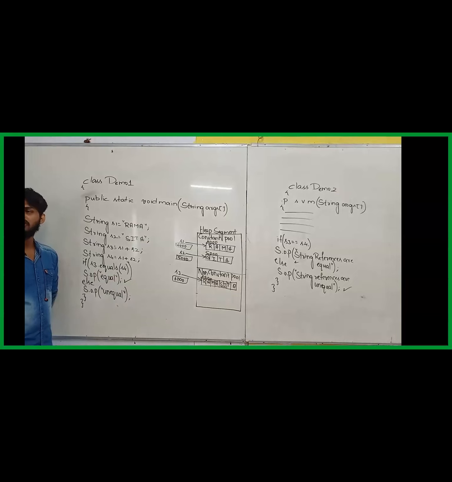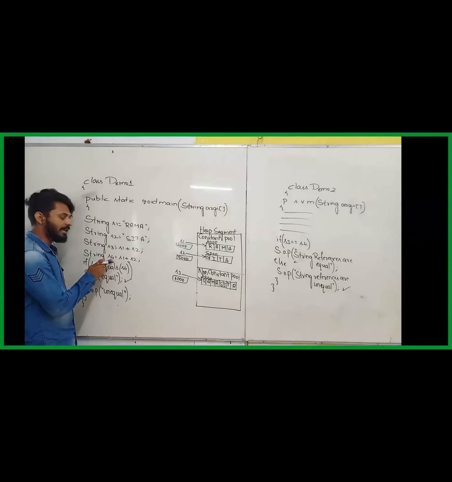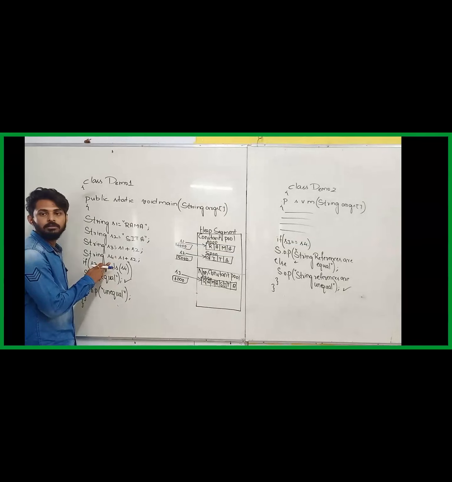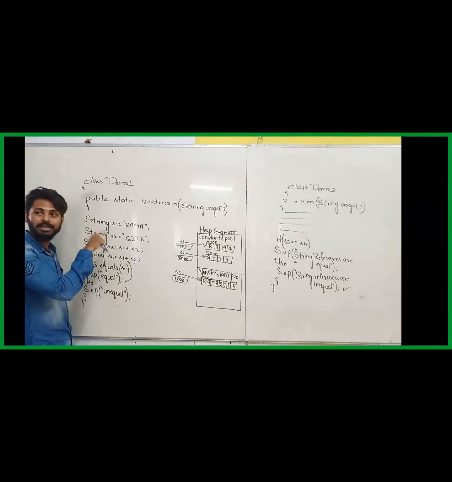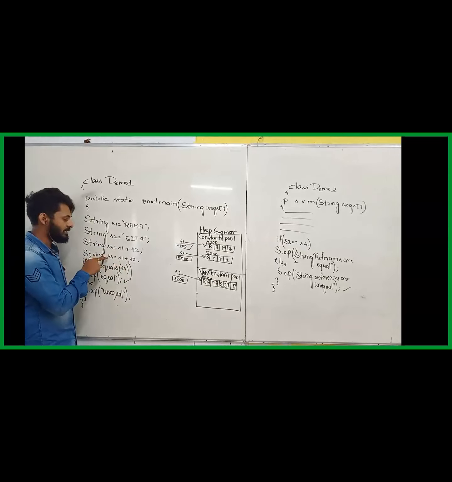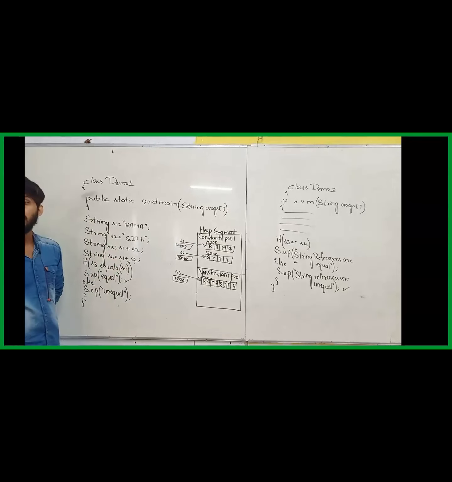In the non-constant pool. In the non-constant pool, will you check for duplicates? No, duplicates are anyways allowed. And how exactly is your S4 created? Using already created strings. Which are the already created strings here? S1 and S2. S1 and S2 are already created. That is the reason this S4 will go to the non-constant pool.